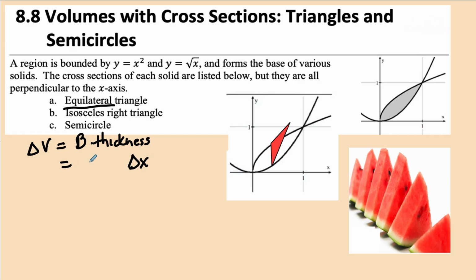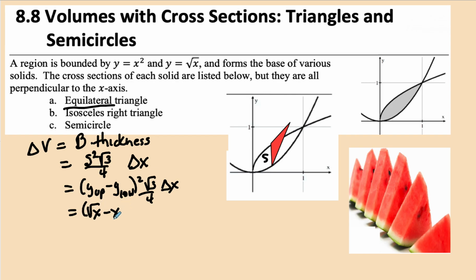And the area of an equilateral triangle is s squared times root 3 all over 4, where this stands for s. This is our s, the side of the equilateral triangle. In this case, this side will be the y of the upper minus the y of the lower, quantity squared, times root 3 over 4 delta x. And remember, the y of the upper is root x minus x squared, root 3 over 4 delta x.